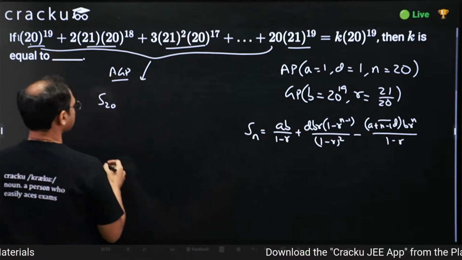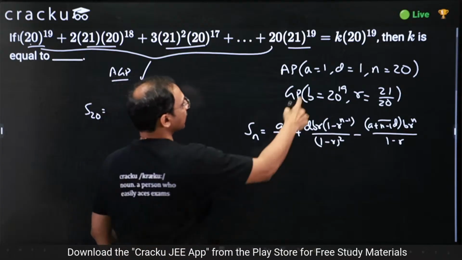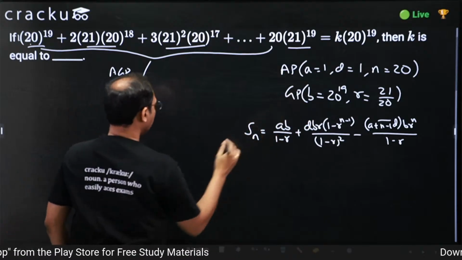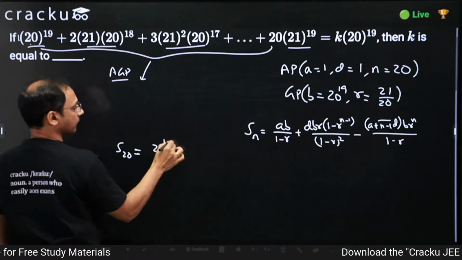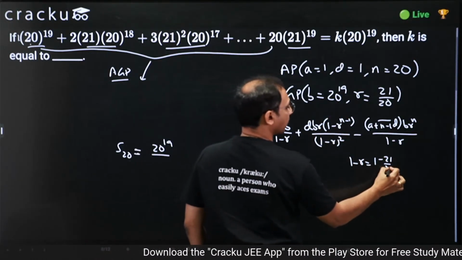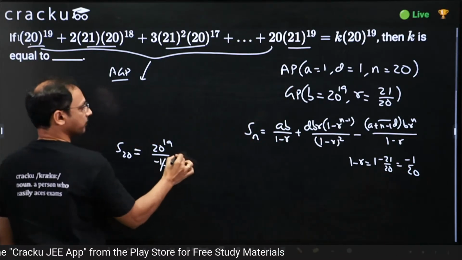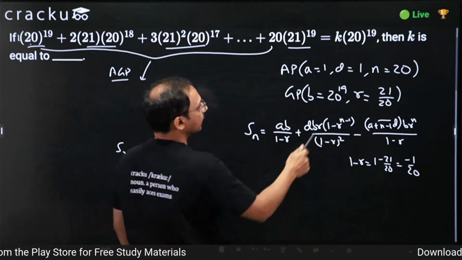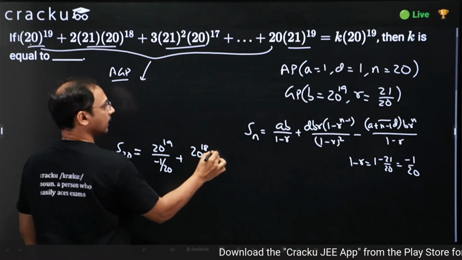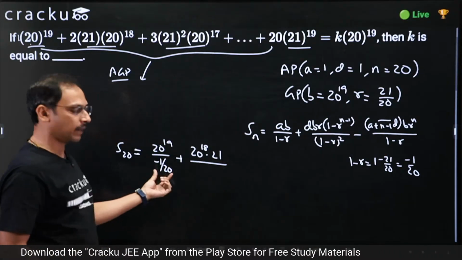So let us see. So here I have 20 terms. So what is ab? a into b is 20 power 19 by 1 minus r. What is 1 minus r? 1 minus 21 by 20 is minus 1 by 20. So I'll put a minus 1 by 20 here plus dbr. d is 1. b into r will give me 20 power 18 into 21. 1 by 20 will get cancelled off by 1 minus r whole square.